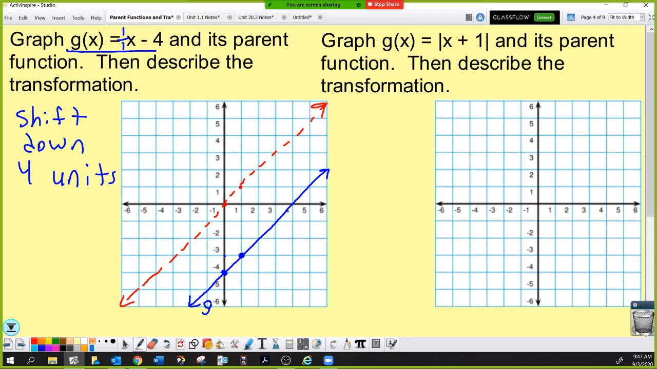Guess what? That was one of 2 possible correct answers. Is there anybody else in the room or in the virtual room that can see another possible correct answer instead of shifting down 4 units? Excuse me. Yes, what do you got? Compared to the red dotted line, the blue one looks smaller in comparison.